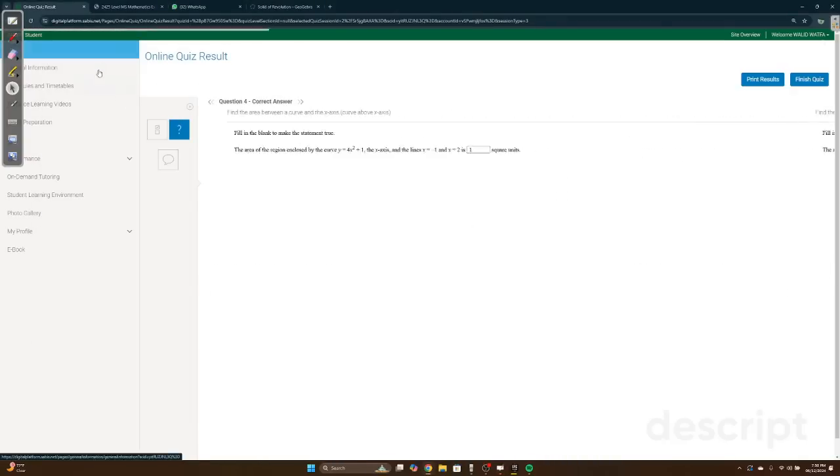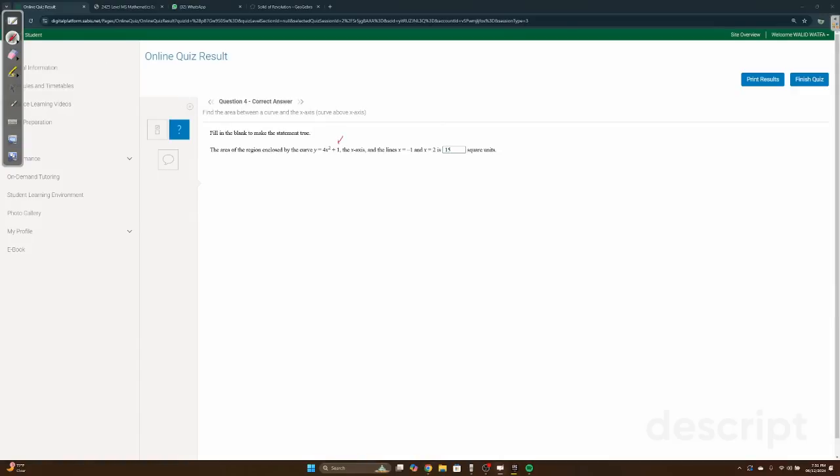Question 4. The area of the region enclosed by 4x squared plus 1, the x-axis and the lines x equals minus 1, x equals 2. So this is the nicest question you can see. Now, the easiest way, and the way probably most teachers would teach this, or any PDF solving these questions, they're going to do this. Integral, minus 1 till 2, 4x squared plus 1, dx. Oh, you're going to get 15.